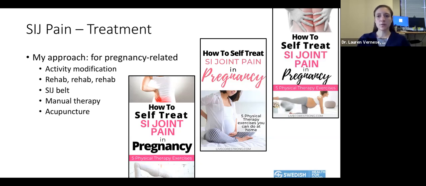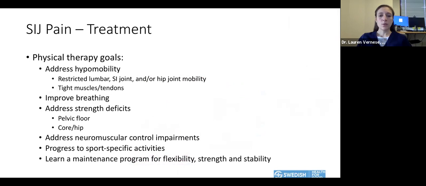And acupuncture is also very safe during pregnancy. This can be used for a treatment of low back pain and any sleep-related issues related to the sacroiliac joint pain. So physical therapy goals, basically addressing any hypomobile segments, meaning in the lumbar spine or that sacroiliac joint or the hip joint. Also even looking at the foot.